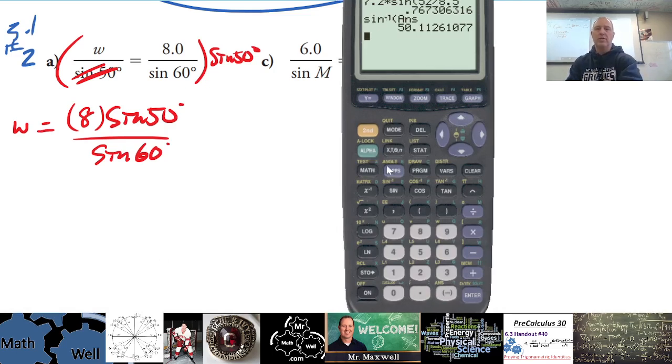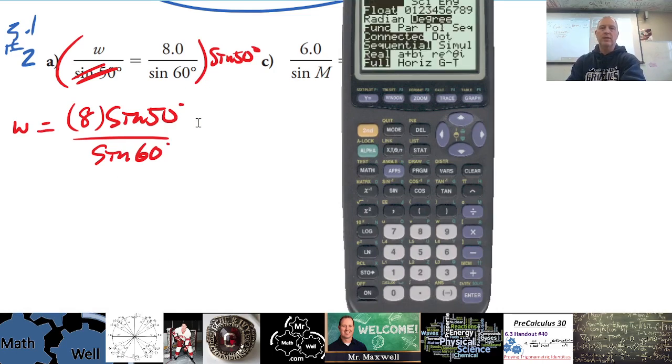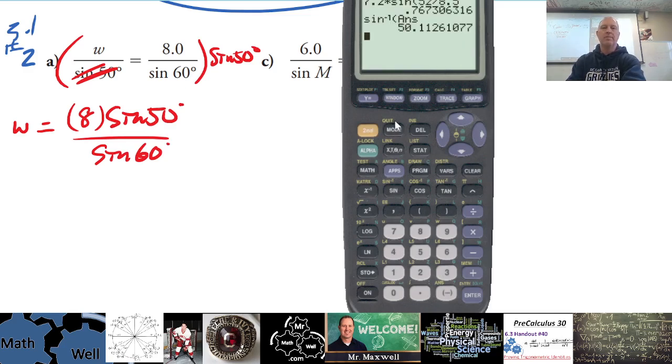Please make sure your calculator is in, as I mentioned, degrees, because we're dealing with angles that are in degrees. So make sure you have a D on the top of your screen, or a DEG. So we'll do 8 times sine of 50, and then divided by sine of 60. You can do it all in one calculation. And I get 7.076. Did you guys get that?